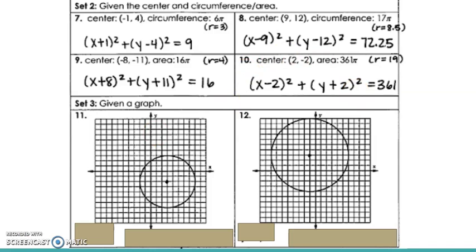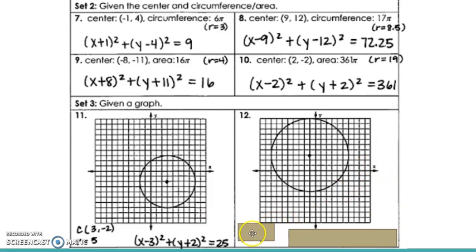Sometimes they'll give us graphs and ask us to write the equation based off of the graph. When we have our graph, we always want to start with picking out what our center and our radius is. In this case, our center is 3, -2. To figure out my radius, I'm going to start at my center and count in any direction how many spaces I went. In this case, it's 5. Once I have my center and my radius, I can take that information and plug it into my equation of a circle.